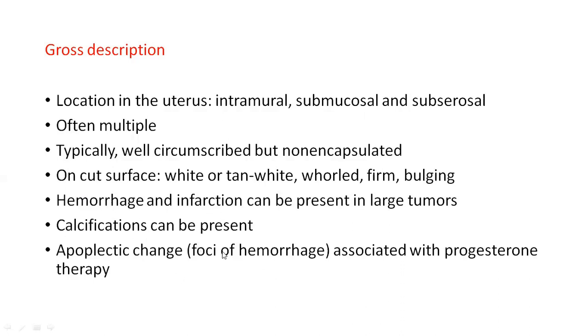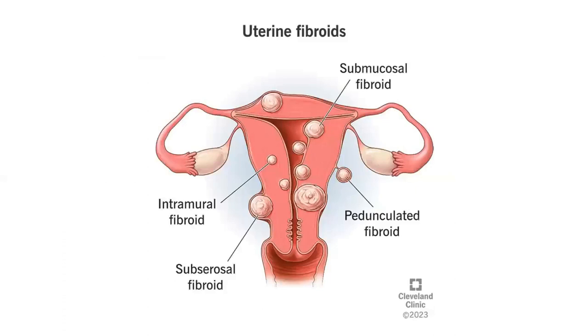If there are foci of hemorrhage in the center, then we call it apoplectic change, which is commonly associated with progesterone therapy, and we will discuss the zonation phenomenon in the apoplectic leiomyoma as well. So these are the uterine fibroids.